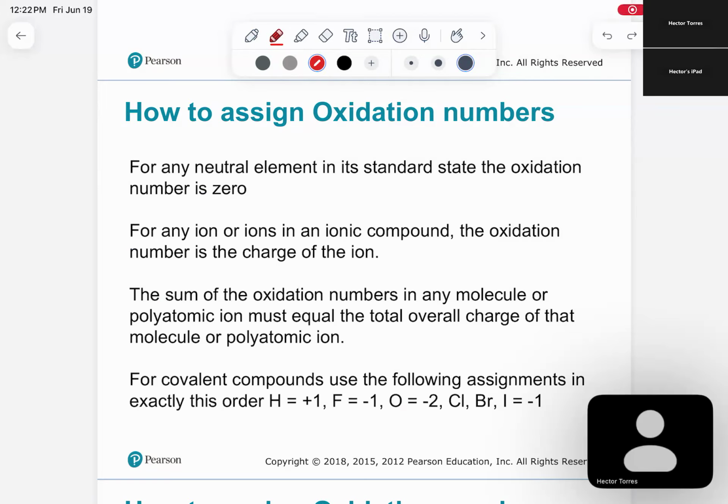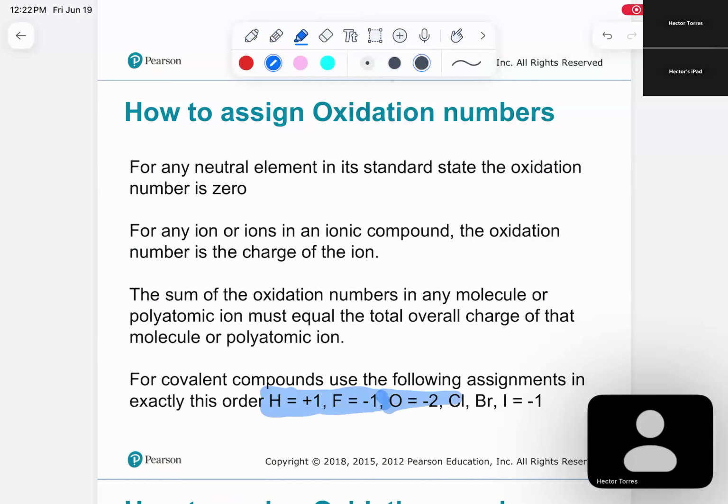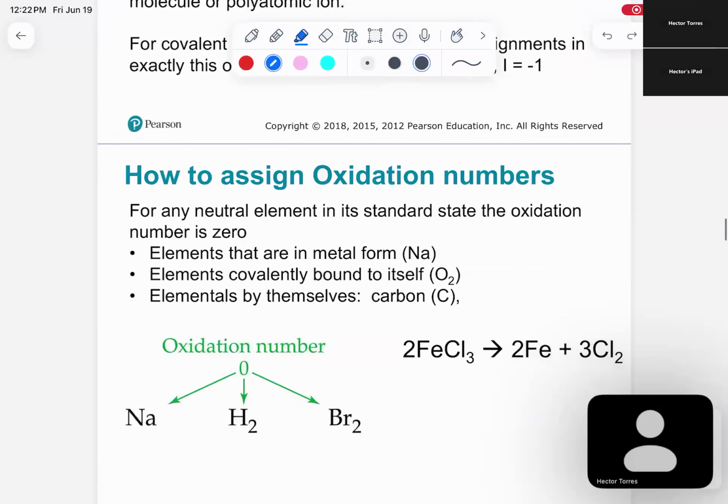And lastly, for covalent compounds, use the following assignments in exactly this order. This one's kind of nice because we're going to follow this order. When we assign oxidation numbers, we're first going to go with hydrogen, so this one we assign first. Then if we're not sure which one's next, we go with fluorine, then oxygen, chlorine, bromine, and iodine. That's going to help us know when and how to assign. We're going to see how all of these rules work.